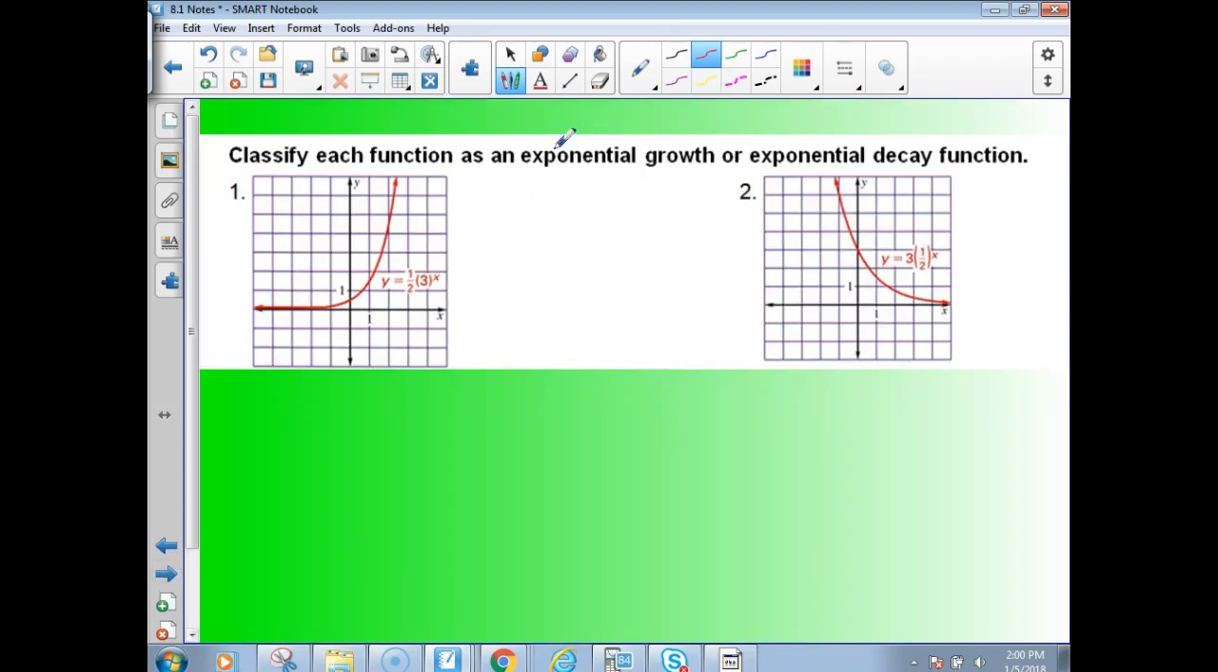Now we're going to classify each function as exponential growth or exponential decay. It's increasing from left to right, therefore it is growth. The second one is coming down from left to right, so it's decay. I want you to notice a couple other things about the equations. Do you see anything to do with the 1/2? Look at the graph and the equation and see what you can tell. It's the y-intercept. Yep.